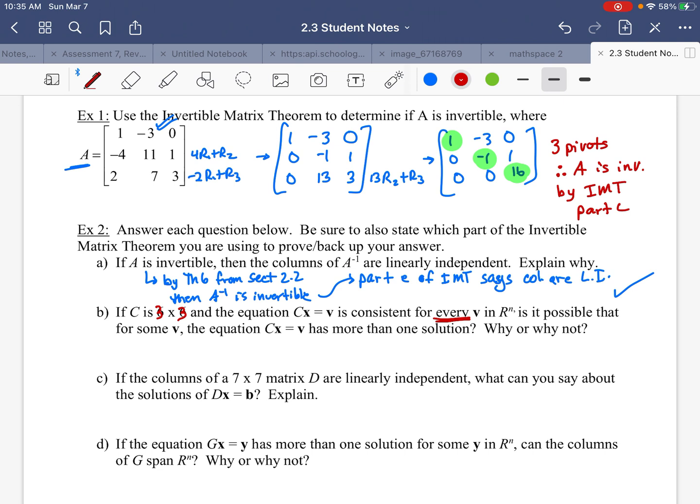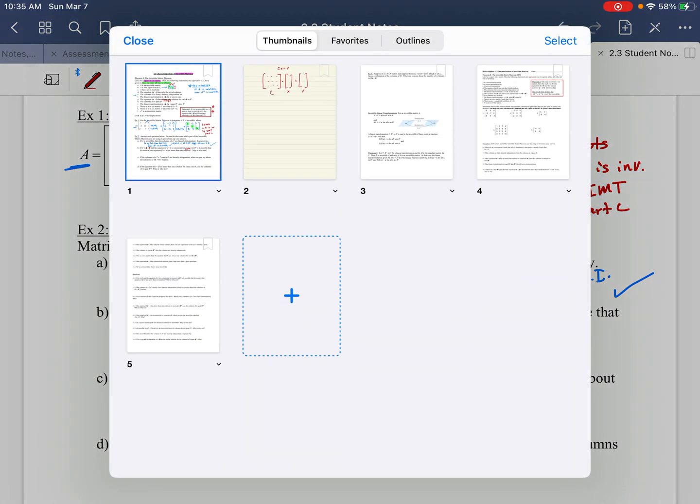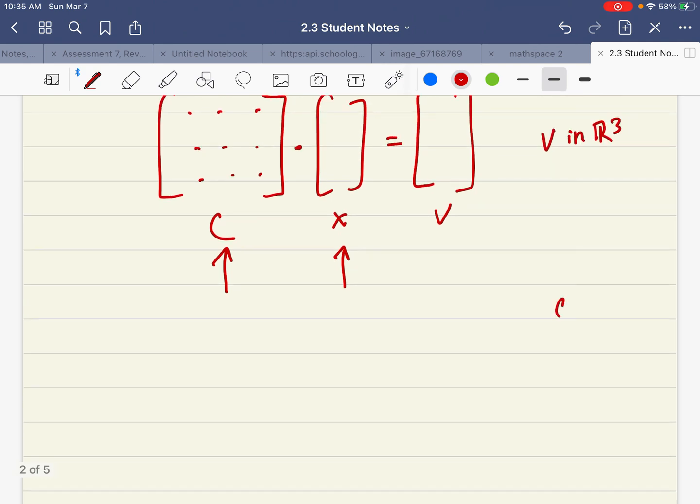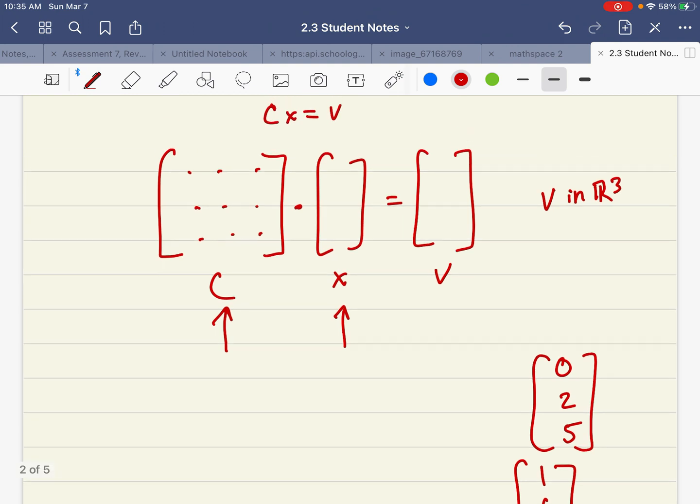Is it possible that for some v, the equation has more than one solution? Why or why not? What that means is that with this transformation, this is consistent for every v in Rn. So this would be for every vector in R3, and consistent means I can get there. Think of a bunch of vectors in R3, like 0, 2, 5, or 1, 6, negative 8. With this C matrix, you can multiply it by something and get to any one of these.